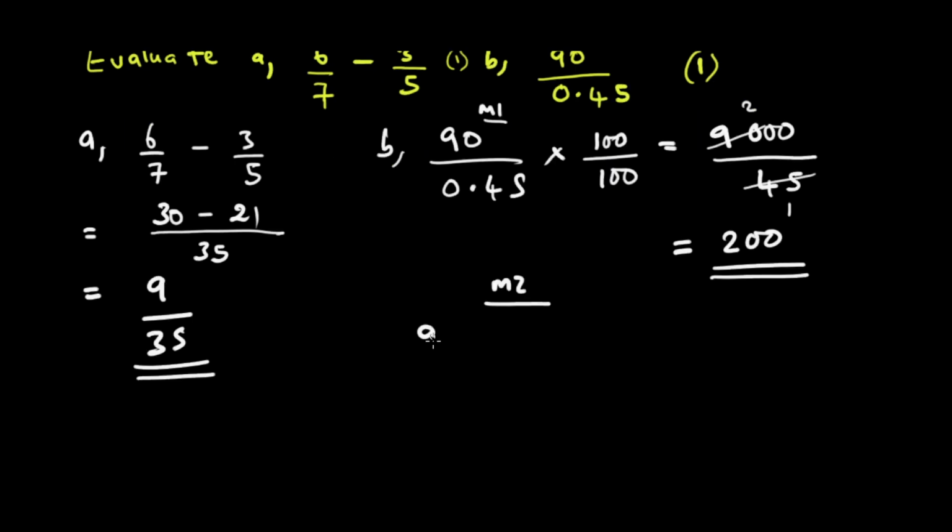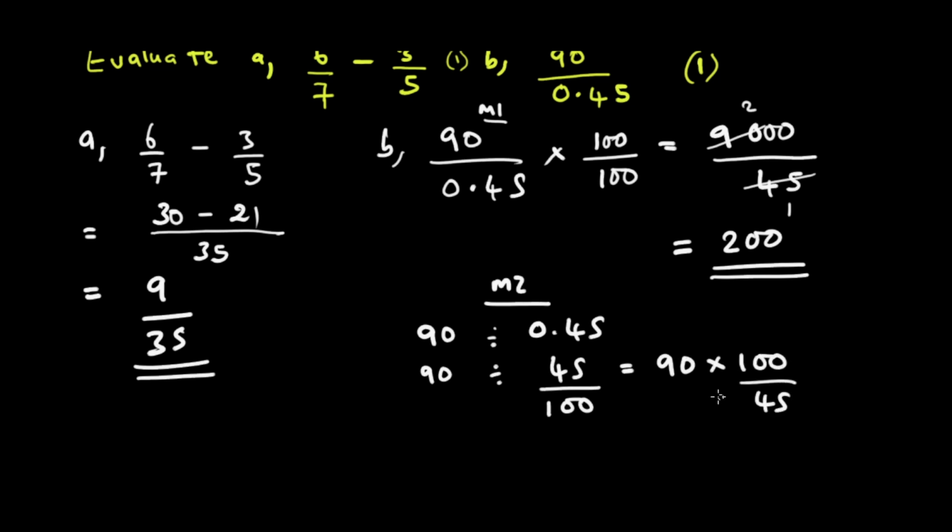For method number 2, we can say 90 divided by 0.45. Then it becomes 90 divided by, which we write using our decimal point system, 45 over 100. So this will be equal to 90 multiplying 100 over 45, and if you look carefully you will see that it comes back to here, because 90 times 100 gives us 9000 and 45 times 1 just gives us 45. So these are our suggested solutions.